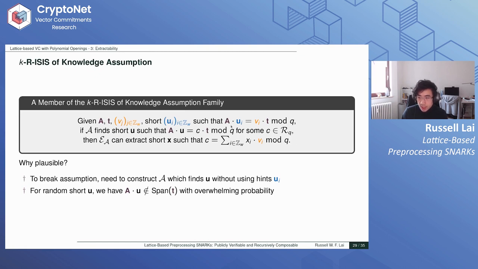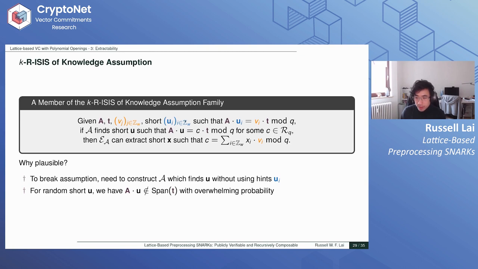So again, since this is a new assumption, let me give you some intuition of why this might be plausible. In order to break this assumption, basically what we need to do is to construct an algorithm A, which is able to find these pre-images u without using the hint vectors u_i. And one way of doing so is to simply sample this pre-image u randomly, let's say from a Gaussian distribution. However, if we do this, the distribution of A times u would be close to uniform, and in particular, A times u would be very likely outside of the linear span of T, and therefore it won't be equal to c times T for some c. And therefore, it seems that the only way to produce such a short pre-image is to perform a short linear combination, and if the adversary simply does this, then we can intuitively argue that an extractor exists.